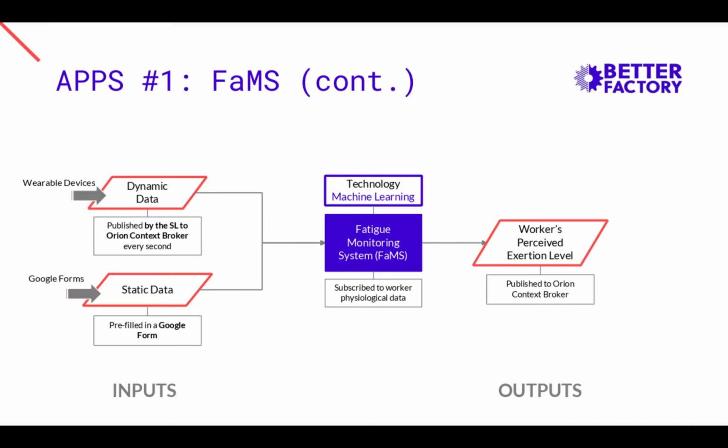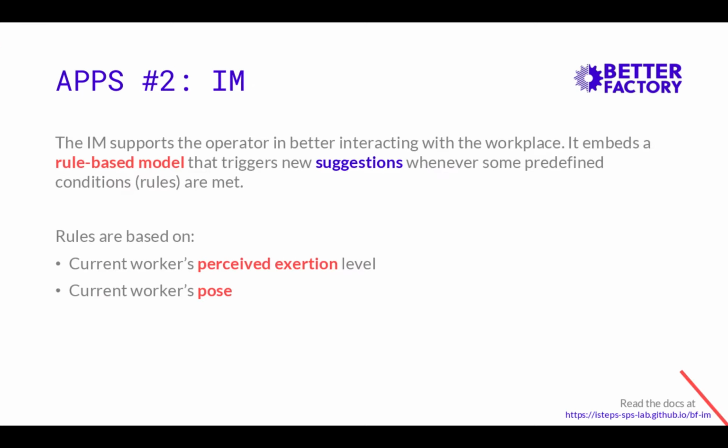From the architectural point of view, we have a single module monitoring changes about dynamic and static data. We know that dynamic data are published on the broker. Concerning static data, they're collected by means of a Google form, then stored in a private database available to FAMS. FAMS queries data at a given rate, like every 5 minutes, and it publishes a new prediction for each available worker to the broker.